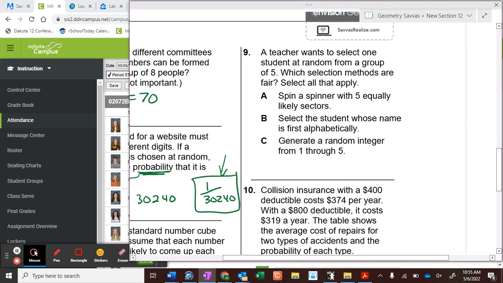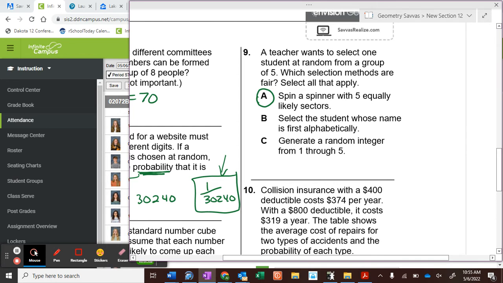A teacher wants to select one student at random from a group of 5. Which selection methods are fair? If you have a spinner with 5 equally likely sectors, is that a fair way to select 1 out of 5? Sure is.